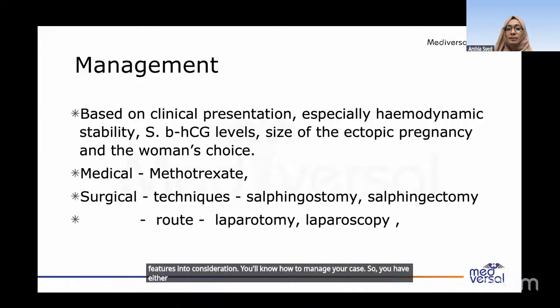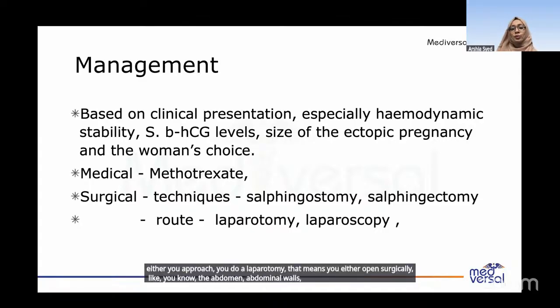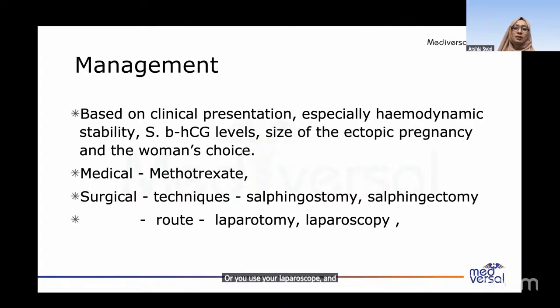So you have either medical management with methotrexate or surgical management. In surgical management, you do a laparotomy. That means you either open the abdominal walls surgically, or you use your laparoscope, and you will either do a salpingostomy or a salpingectomy. Salpingostomy is just opening that tube and evacuating the products of conception. Salpingectomy is where you completely remove the entire tube. You remove that entire ruptured tube.